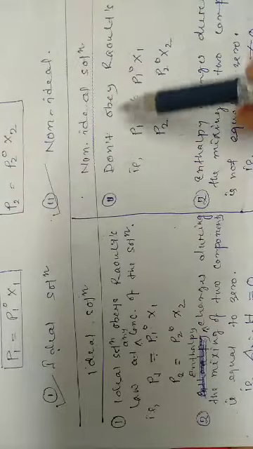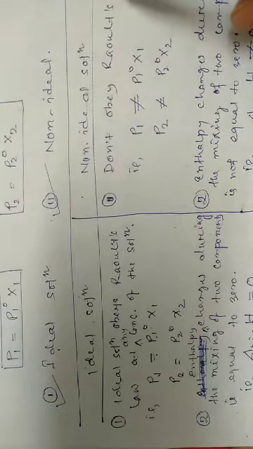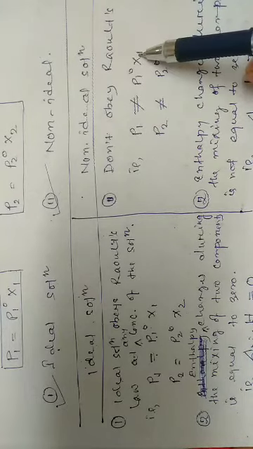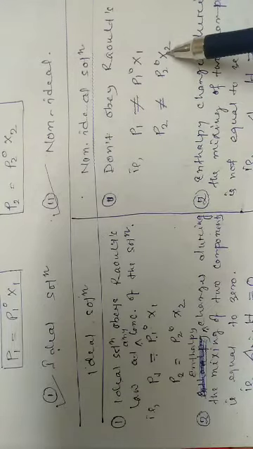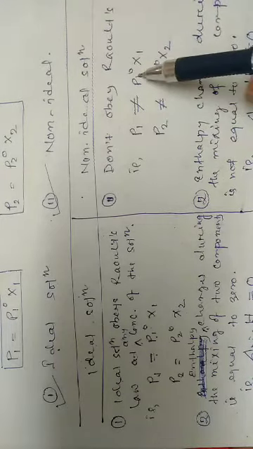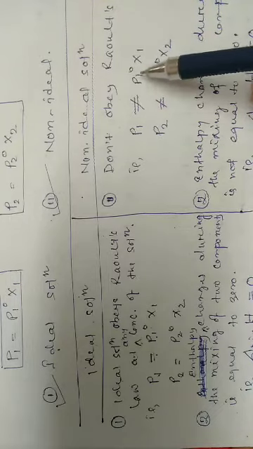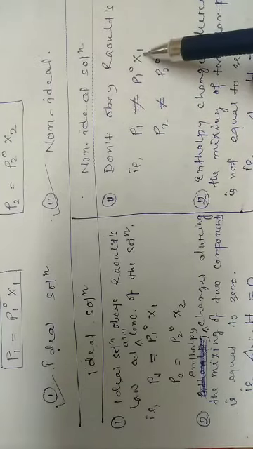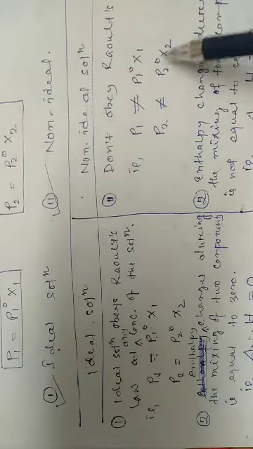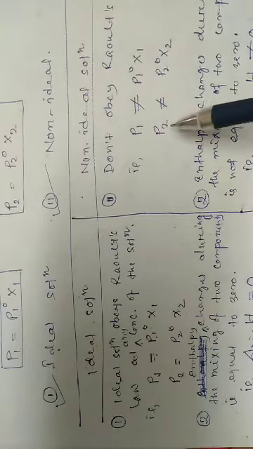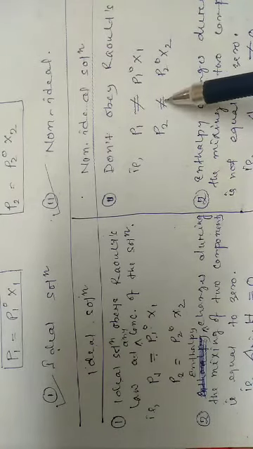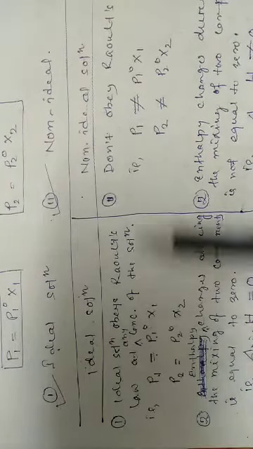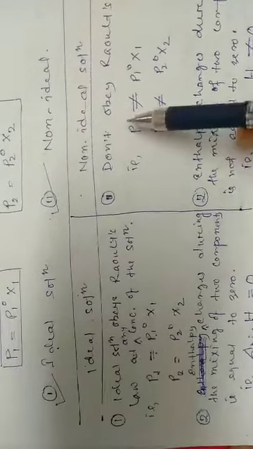but non-ideal solutions do not obey Raoult's law. That means for a non-ideal solution, P1 not equal to P1 not X1. Similarly, P2 not equal to P2 not X2. P1 not equal to this means P1 may be greater than P1 not X1. Similarly, P1 may be less than P1 not X1. Similarly, P2 may be greater than P2 not X2 for a non-ideal solution. Similarly, P2 may be smaller than P2 not X2. So this is the basic difference between the ideal and non-ideal solution.